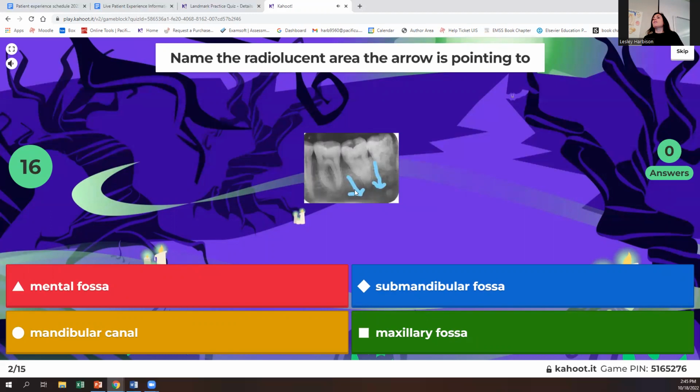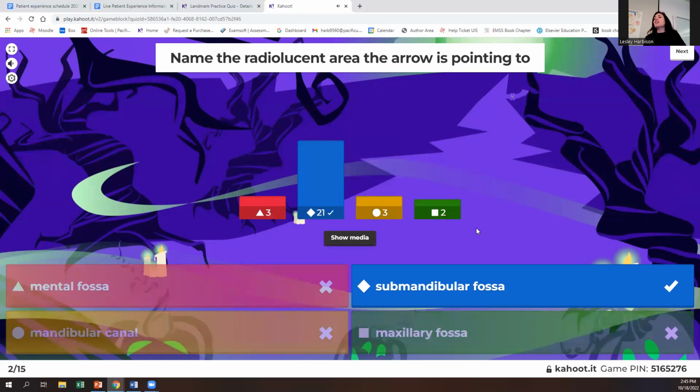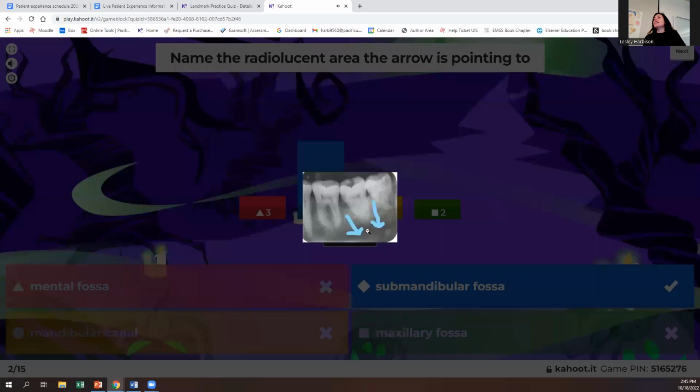So you can kind of think of it like this. What's this area that it wants you to look at? I know it's not ideal. There's not a way to make the picture bigger. Good, submandibular fossa. Good.